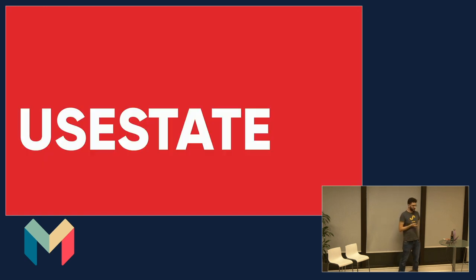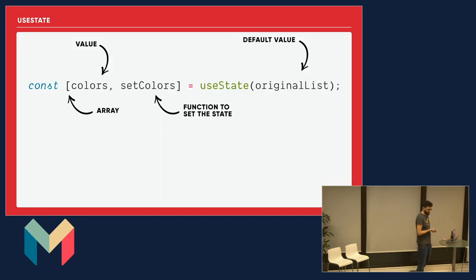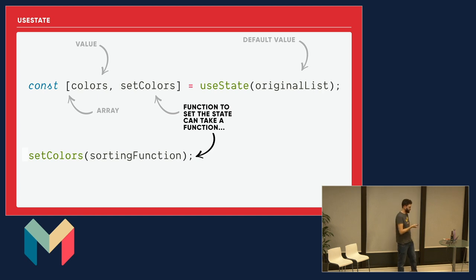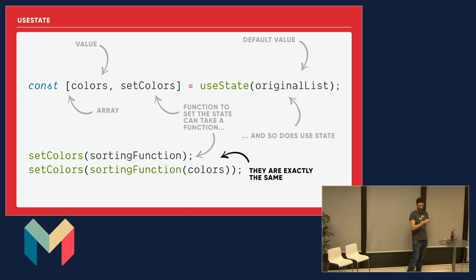The first hook we saw was useState. As I mentioned before, useState returns an array. The first item of the array is the value that is currently held in the state, and the second is the function to set the state itself. And useState can be invoked with any value to set the default state. When you invoke the setColor change, so when you set the state, you can pass a function in, and so you can do also in the initial state. This is exactly doing the same thing. You can invoke the function or use the current value and pass it in. They do exactly the same.